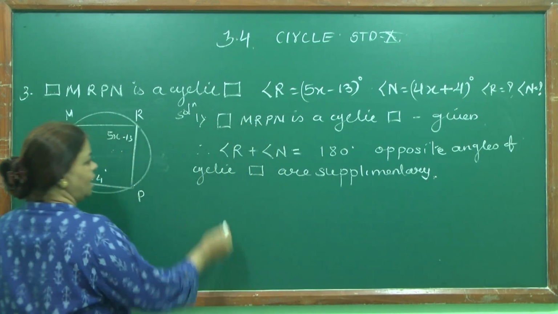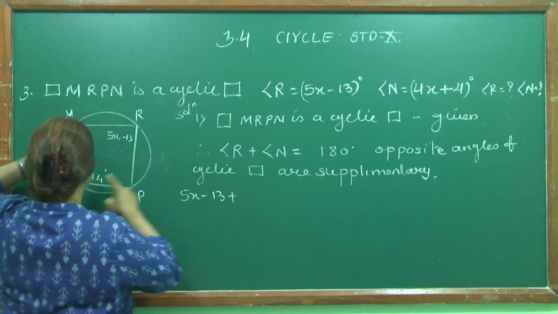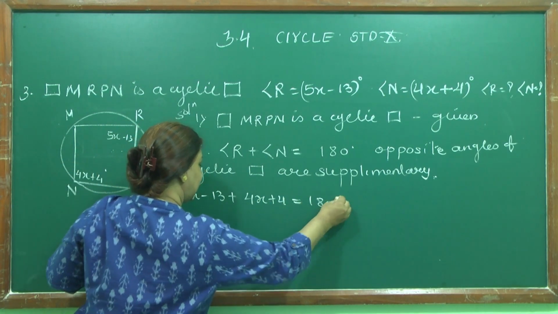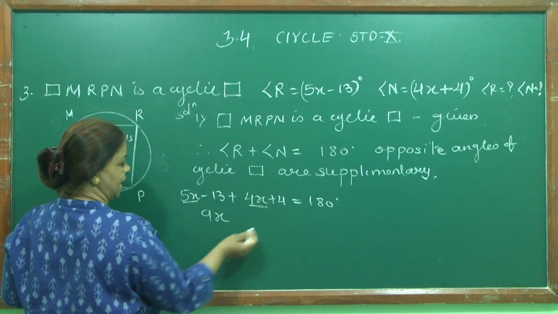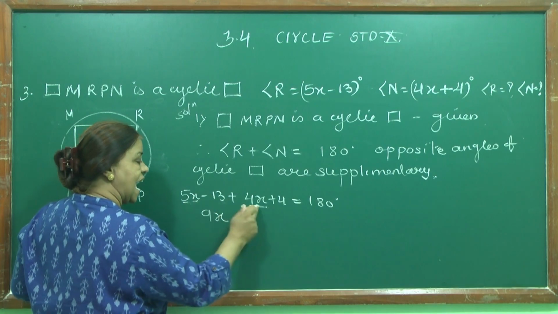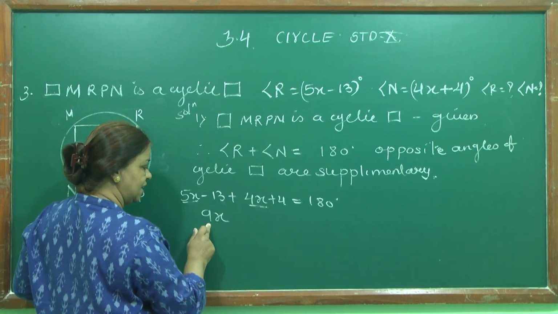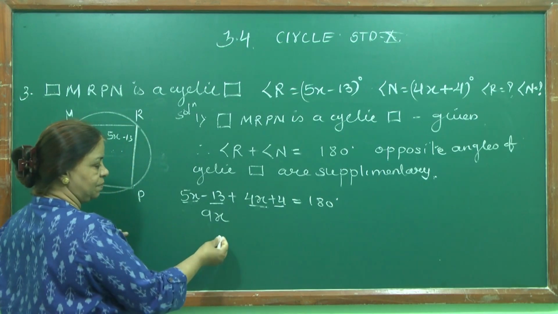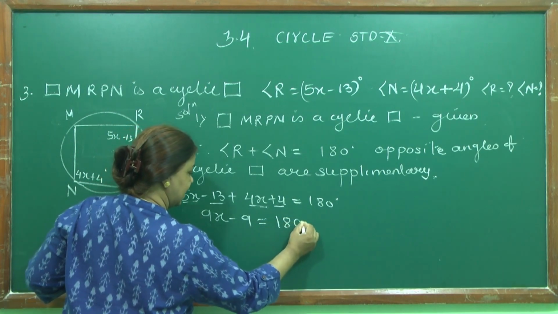Okay. R angle is how much? 5x minus 13 plus angle N is how much? 4x plus 4, which is equal to 180 degree. Now see, 5x plus 4x is 9x. We can add x and x, but we cannot add x and a number. So 5x plus 4x is 9x. Minus 13 plus 4, one is minus, one is plus. We have to subtract. It will be minus 9, which is equal to 180.